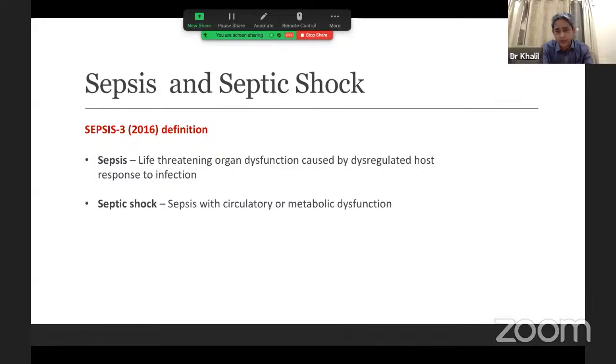Metabolic dysfunction means the decreased oxygen delivery and consumption will lead to metabolic dysfunction. And one of the most important surrogate markers of metabolic dysfunction is your lactate. So when your lactate increases beyond 2 millimole per liter, you call it as septic shock.